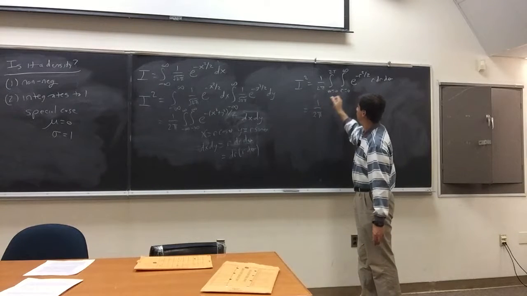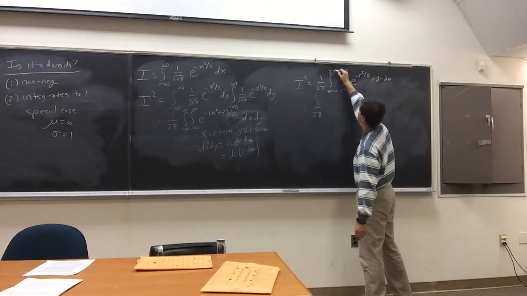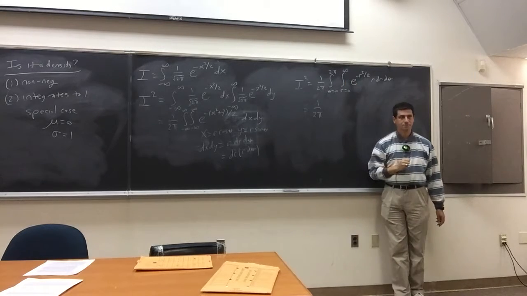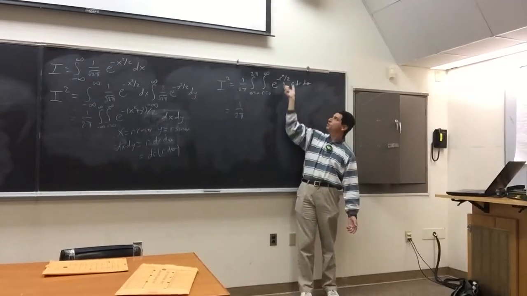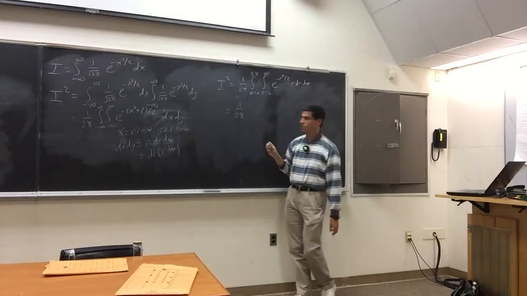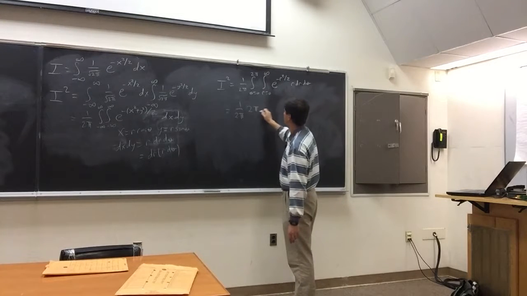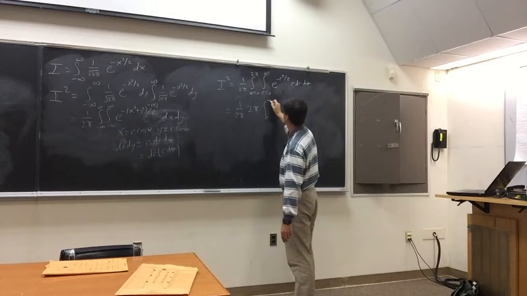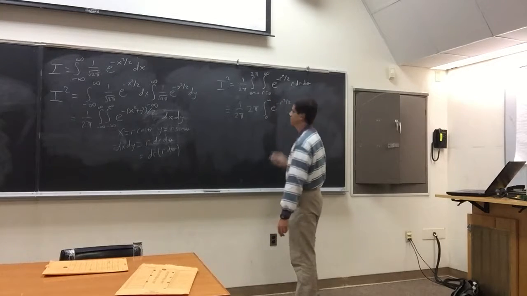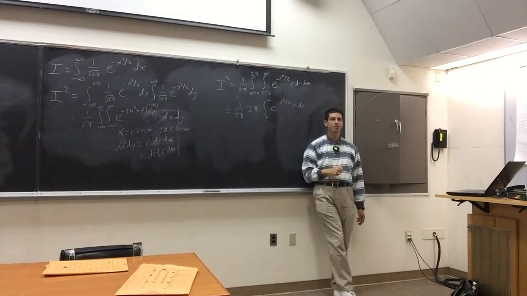So what do we get when we integrate theta from 0 to 2 pi? We just get 2 pi. There's no theta dependence in the integrand, so we just get a 2 pi. And then we have an integral from 0 to infinity of e to the minus r squared over 2 r dr. And it's amazing how beautiful things are.